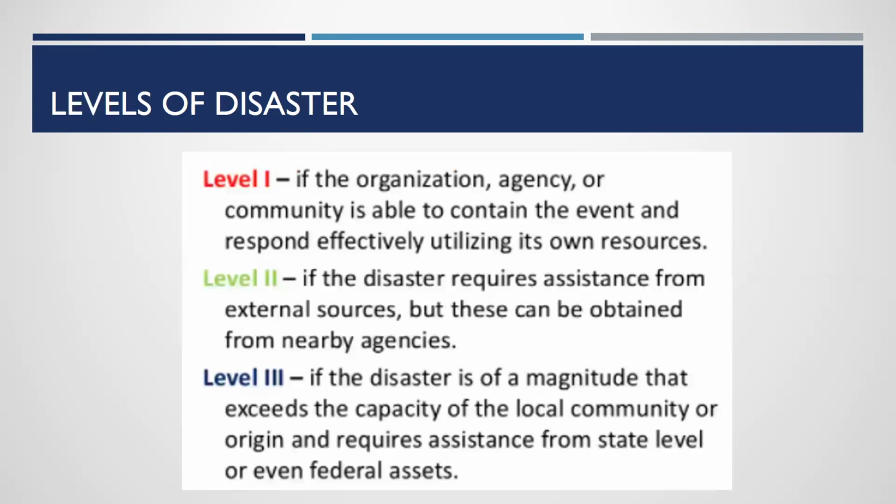The levels of disaster: there are three levels of disaster. Number one, if the organization, agency, or community is able to contain the event and respond effectively utilizing its own resources, it is known as a level one disaster. If the disaster requires assistance from external sources, but these can be obtained from nearby agencies, this is referred to as level two. And if the disaster is of a magnitude that exceeds the capacity of the local community or region and requires assistance from state level or even federal assets, it is known as a level three disaster.